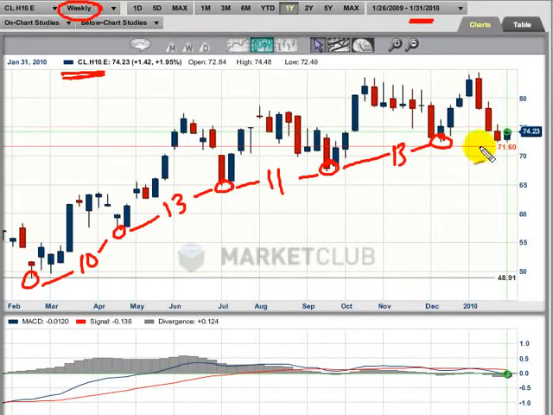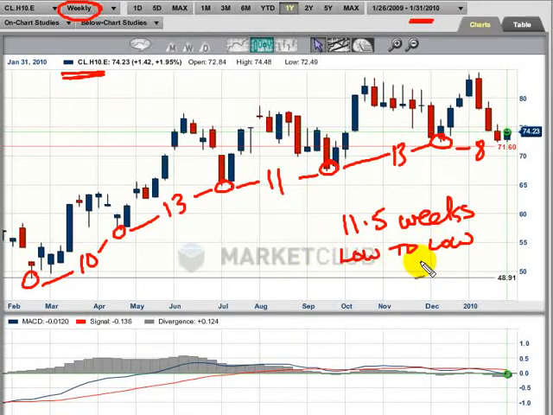Now we're into, so far, 1, 2, 3, 4, 5, 6, 7, 8 weeks. The average here is 11.5 weeks, low to low, or cycle trough to cycle trough. So we could be getting very close, within maybe 2-3 weeks, of a major low in the crude oil market. Let's take that off the screen and look at this again very quickly.